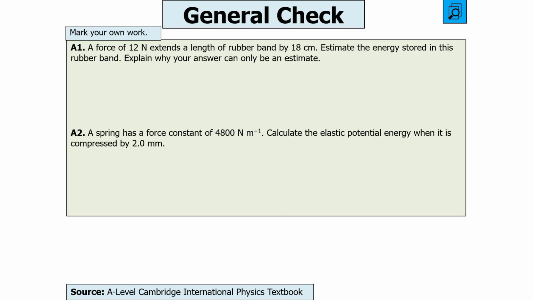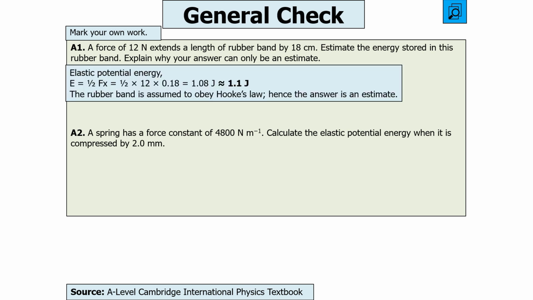Right, in this first one, we know that we need to work out the elastic potential energy because we know that it's an elastic object that's being extended. So we can say the elastic potential energy is equal to a half Fx, that's an equation given to you, pop in all the numbers and we get 1.1 joules, but this can only be an estimate because we're assuming that the rubber band is obeying Hooke's law and is acting like an elastic object, which is only an estimate.